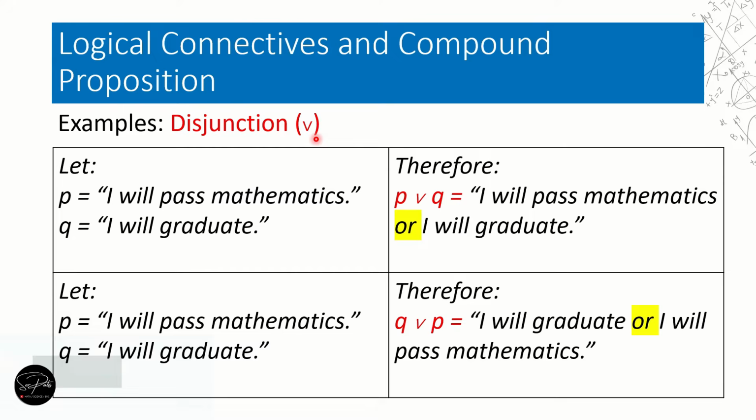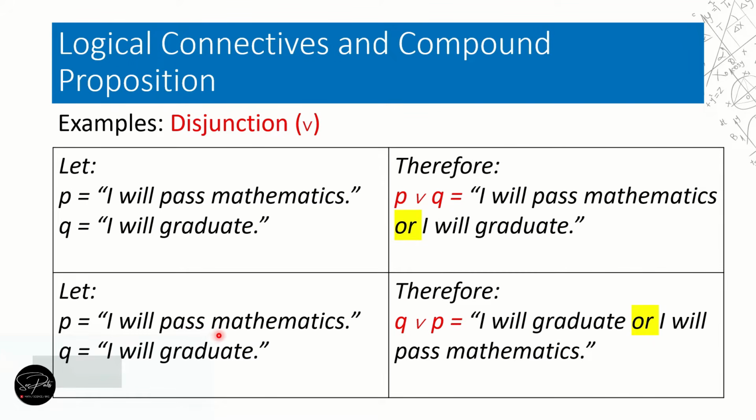Disjunction, or. This is read as or. We have the same example here. I will pass mathematics is P. Then Q is I will graduate. So we have P or Q. The English equivalent will be: I will pass mathematics or I will graduate. I will pass mathematics is the first proposition, which is the equivalent of P. And I will graduate is the second proposition, which is the equivalent of Q. And our logical connective will be or.